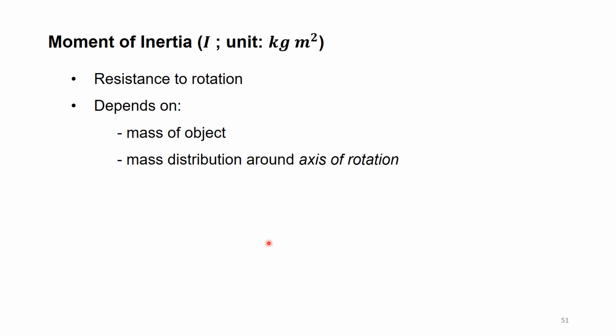Now, the next concept we look at is the moment of inertia. The symbol that we use is I, and the unit we'll see is kilogram meter square. So what's the moment of inertia? It's the resistance to rotation.